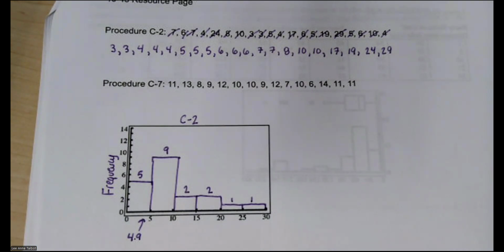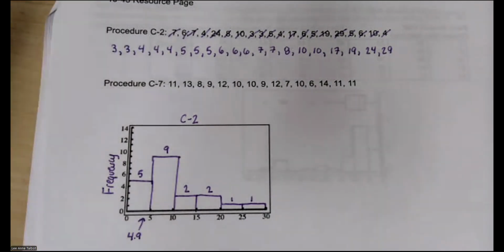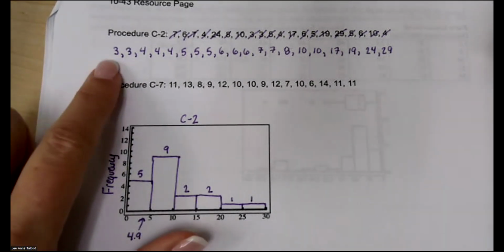Okay, now we're going to make the box plot above it, and we're going to mark the median and so on. Okay, so how many numbers are here? 20? I think I counted.